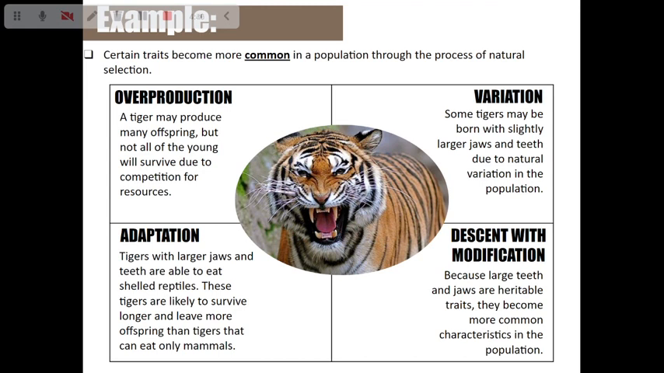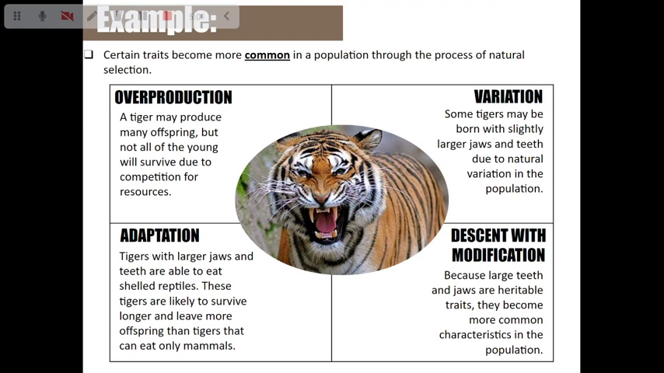Let's look at overproduction first in the top left. A tiger may produce many offspring, but not all of the young will survive due to the competition for resources. So, let's move over to variation in the top right. Some tigers may be born with slightly larger jaws and teeth due to natural variation in the population.